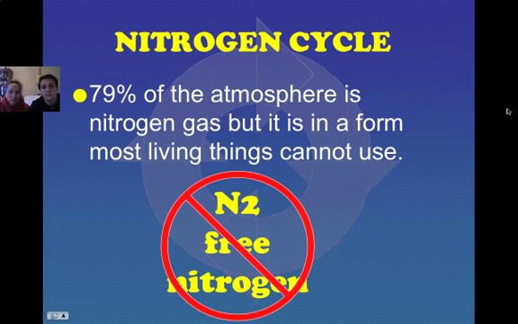Okay, so the nitrogen cycle. 79% of the atmosphere is nitrogen gas, which is N2. But it is in a form most living things cannot use. So that's why this little symbol down here, N2, free nitrogen, nitrogen gas, free nitrogen is basically what it's talking about.